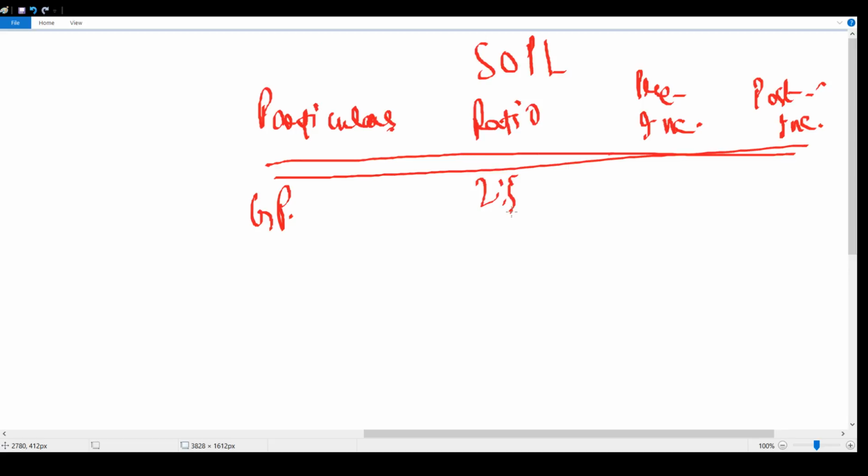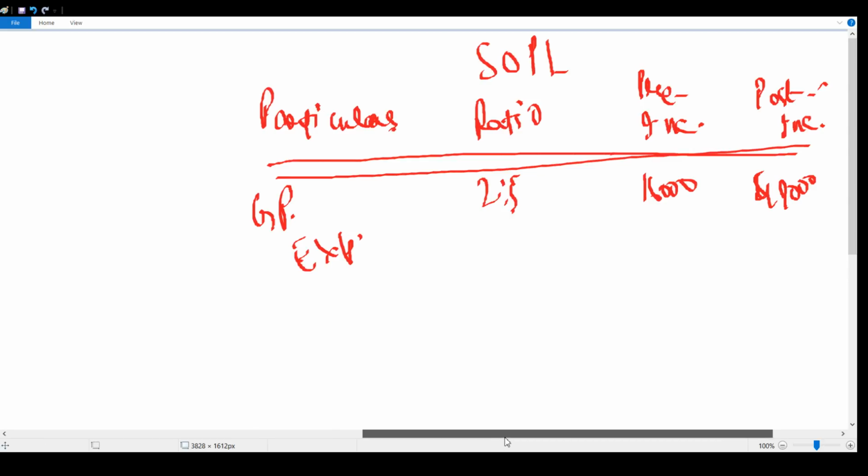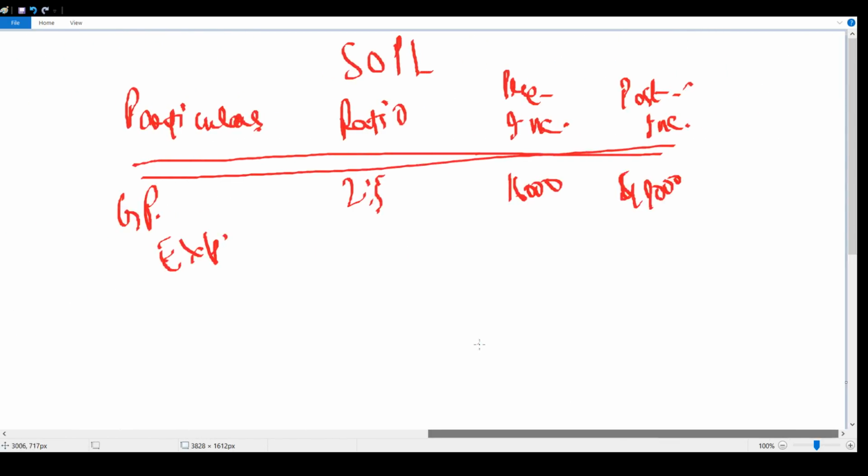GP is 56,000 total, so 16,000 and 40,000. Okay, gross profit. Then less general expenses. Time ratio. How much is the time ratio? I made you calculate 4:5. It comes out to be 6,320 and 7,900.